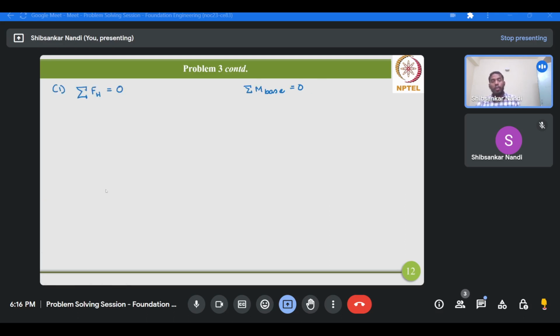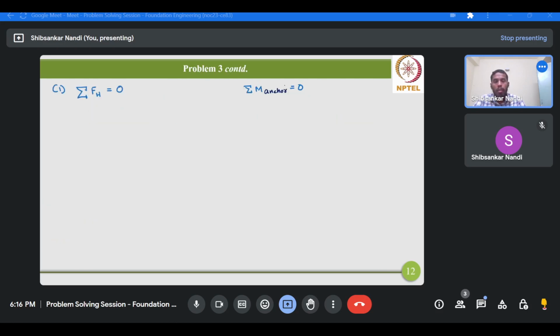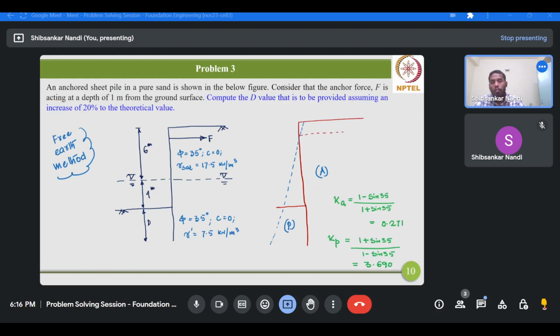Unlike the previous problem, we have to modify one thing here: we have to take the moment about the anchor level, not about the base. Since the wall is rotating about the anchor, we can basically take the moment equilibrium about the base, but in that case the problem will be indeterminate, because this F force will come into picture, and with these two equations but three unknowns, we cannot solve the system of equations resulting from satisfying the moment and force equilibrium conditions.